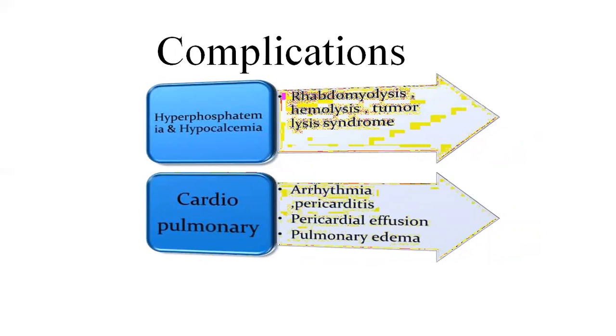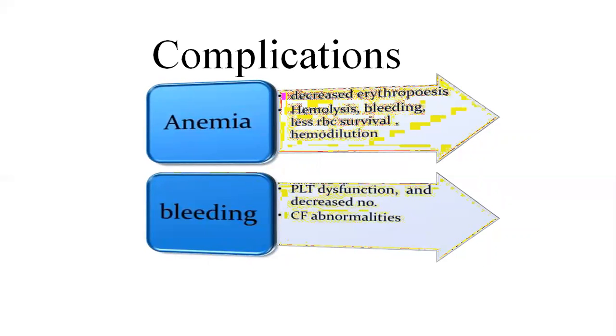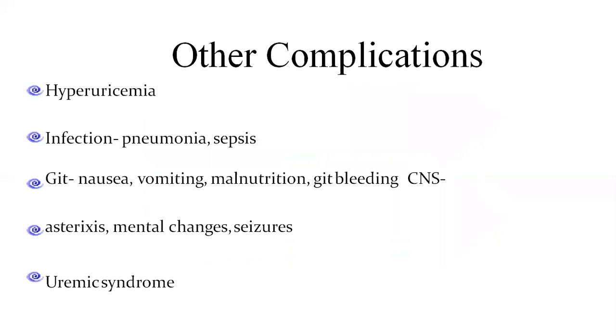Hyperphosphatemia and hypocalcemia. Cardiopulmonary disorders like arrhythmia, pericarditis, pericardial effusion, and pulmonary edema might also be seen. Decreased erythropoiesis might lead to anemia, and also hemolysis, bleeding, less RBC survival and hemodilution might lead to anemia. Platelet dysfunction and decreased number of platelets might lead to bleeding, and coagulation factor abnormalities might also lead to bleeding.